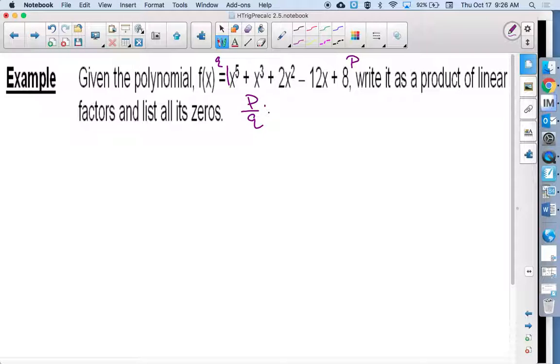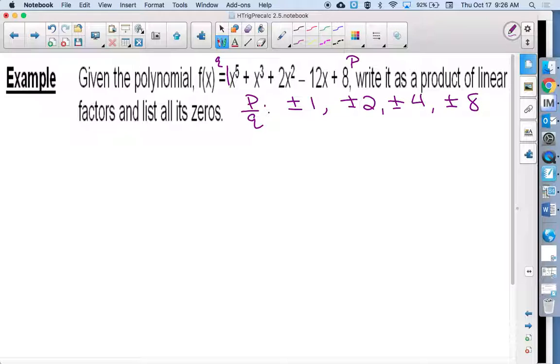So if I'm taking my factors of p, Josh, what are the factors of p? Like plus or minus 1, plus or minus 2, plus or minus 4, plus or minus 8. And if we divide them by the factors of q, it's just divided by 1. So those would be our possible zeros. So in your calculator, plug in that equation. You're looking up the real zeros that are in this list.